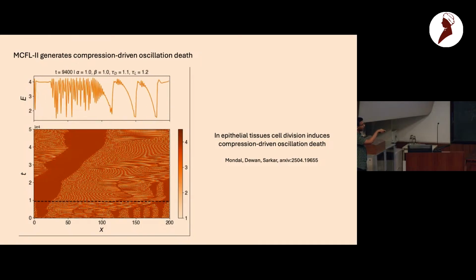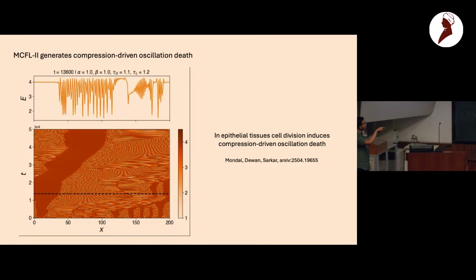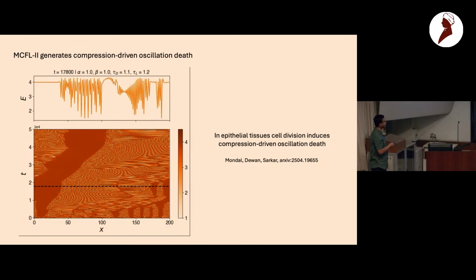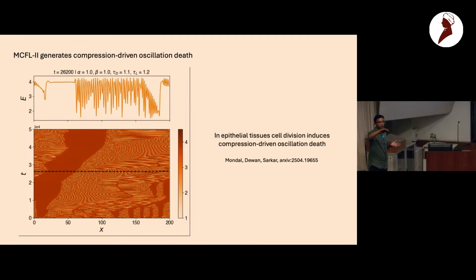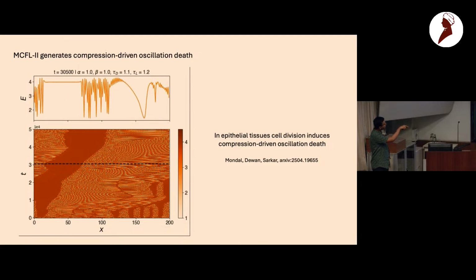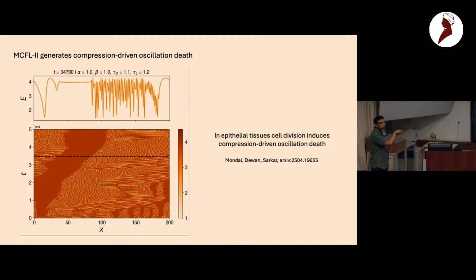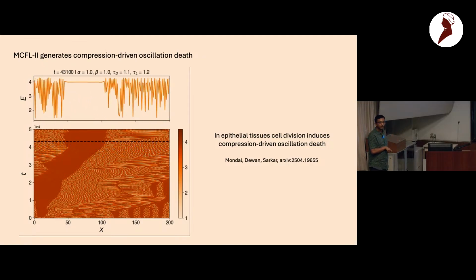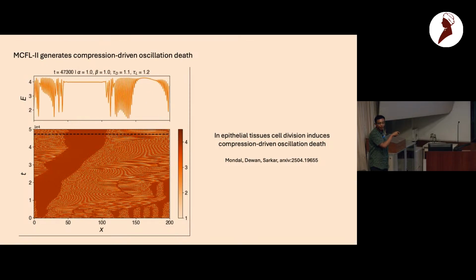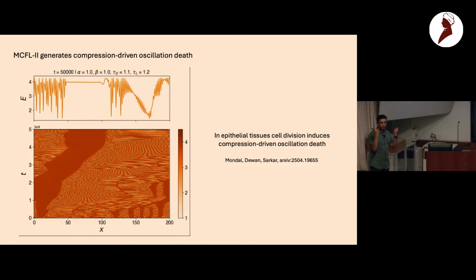On the bottom here, I'm showing you the kymograph of the concentration of one of the molecules, and on the top, I'm showing you how it varies in space. What you can see is that there is this region over which there is no oscillation, but in the surrounding regions, there are oscillations. This is what we call collective compression-driven oscillation death. And when you look at the mechanics of this system, you find that there is collective compression of all the oscillators in that region.